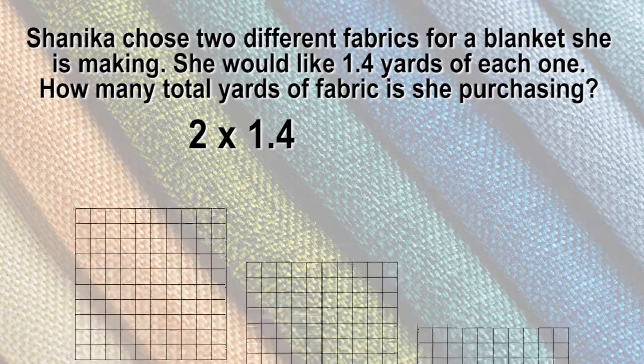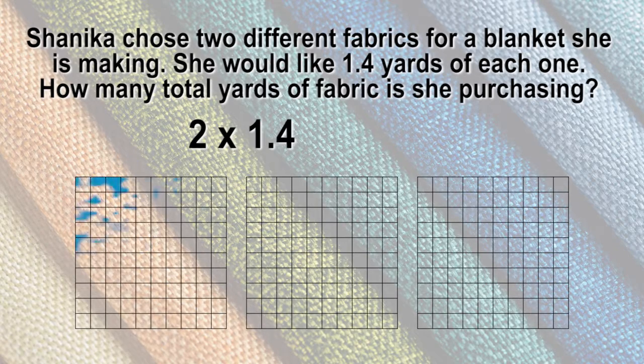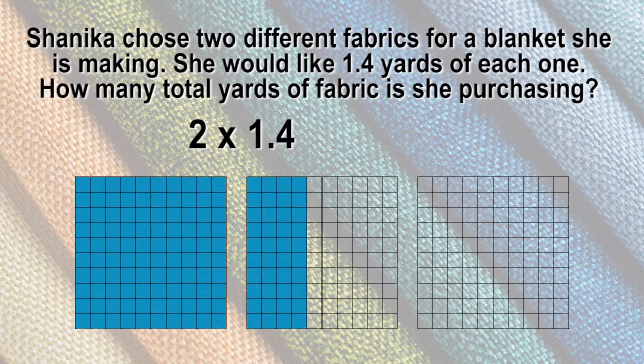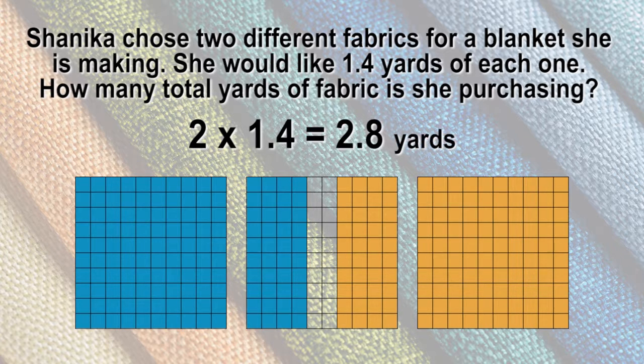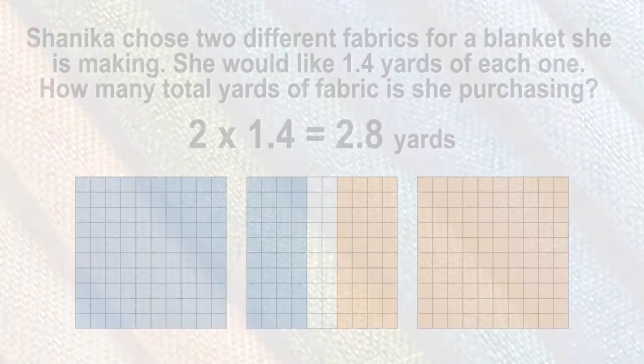To represent the 1 4/10 of fabric, shade in 1 complete flat and then 4 columns of another flat. There needs to be 2 groups of 1 4/10. Start by shading in another flat and then 4 more columns of the flat that isn't completely full. There are 2 flats and 8 columns shaded in. This represents 2 8/10. Shanika purchased a total of 2 8/10 yards of fabric.